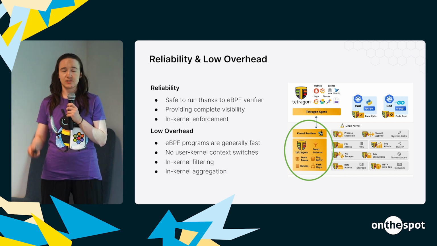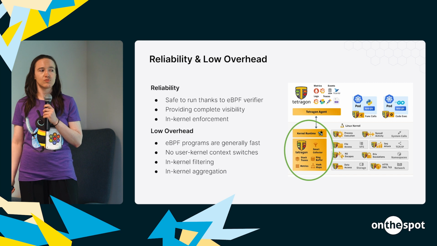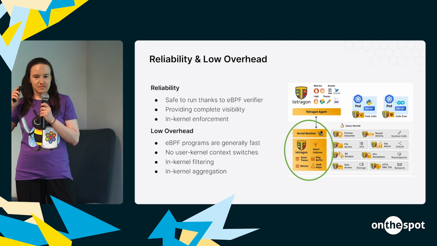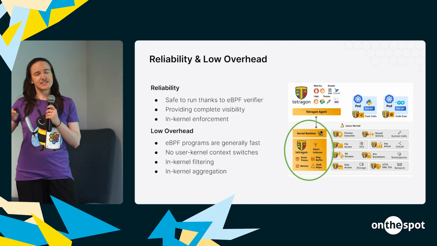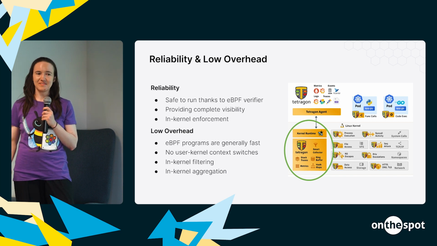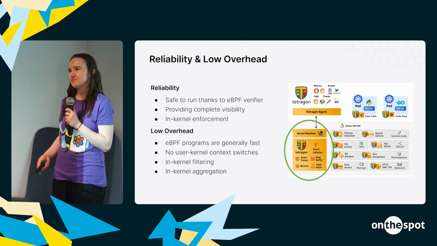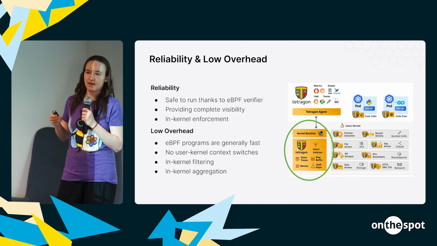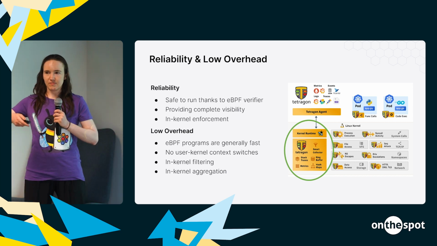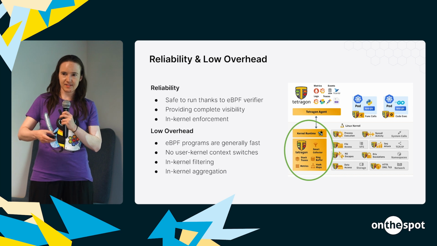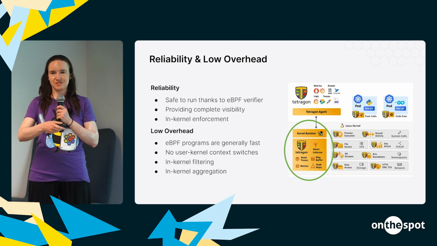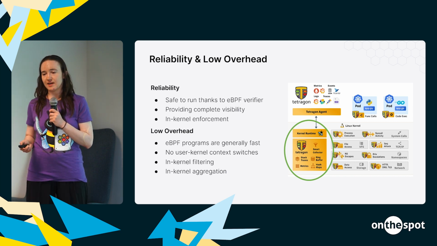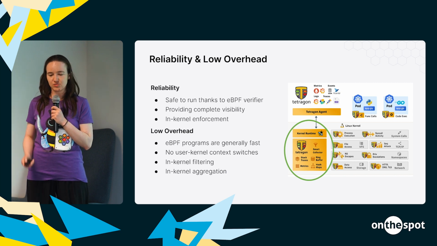This is a major thing for Tetragon. We are trying to develop it in a way that keeps the overhead to the minimum. So BPF programs are generally fast, and a major thing that allows us to achieve this low overhead is that we run it in kernel. We don't have to switch back and forth between kernel and user memory. And we also do both filtering and aggregation in kernel, so we can process this data very, very efficiently. We don't have to send it over and over through a few services to filter and aggregate it, as we would do with some other tools.